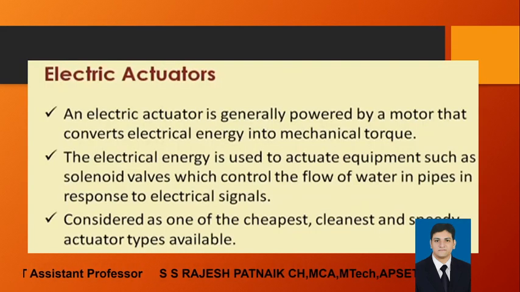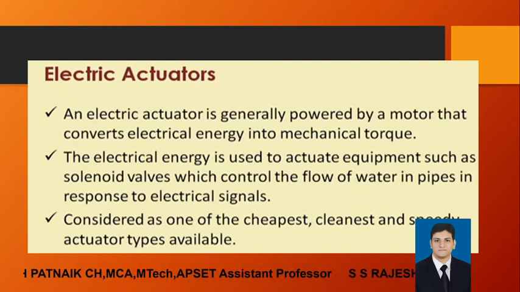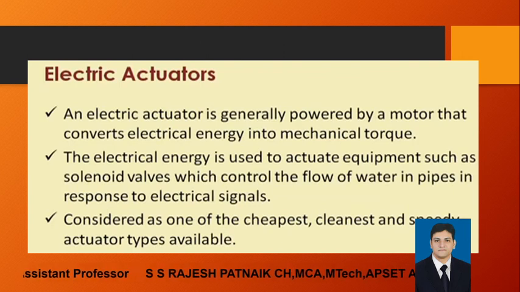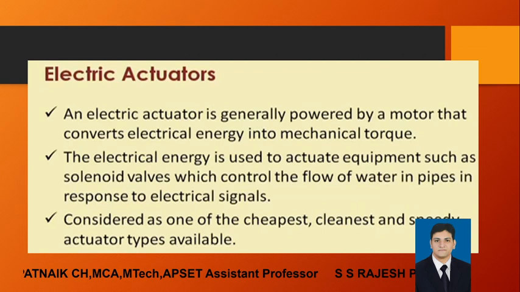Next, we have electric actuators. An electric actuator is generally powered by a motor that converts electric energy into mechanical torque. What is the meaning of that? The electrical actuator gets its energy or data from electrical signals, so it converts the electrical resource to a mechanical resource.